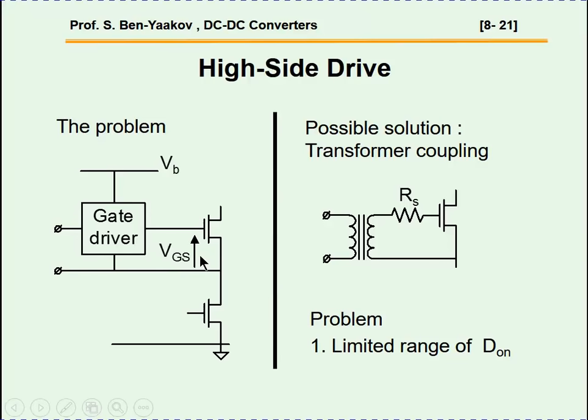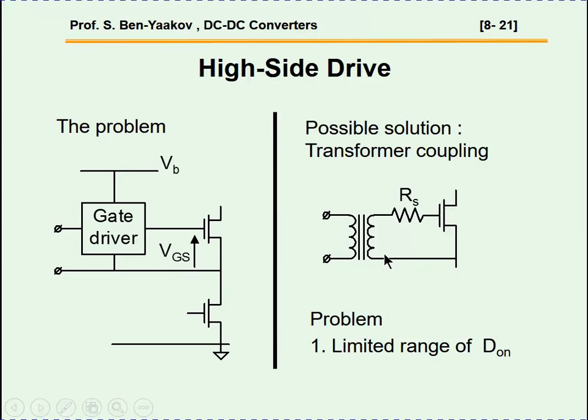So one way to go around is to use a transformer. With a transformer, you can sort of provide here a pulse and come up with a pulse which is isolated and can be a potential which is much higher than, of course, the potential here. There's no common ground here.